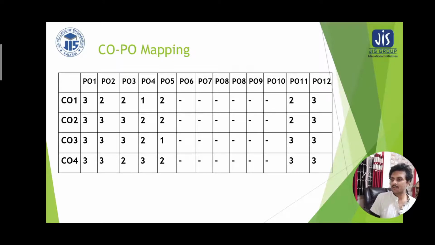Now the second program outcome is the problem analysis, and the third program outcome is the design and development of solutions, and the fifth one is the modern tool usage, and correspondingly the 11th one is project management and finance. So these program outcome statements are getting the middle weightage, that means numerically 2 is given.